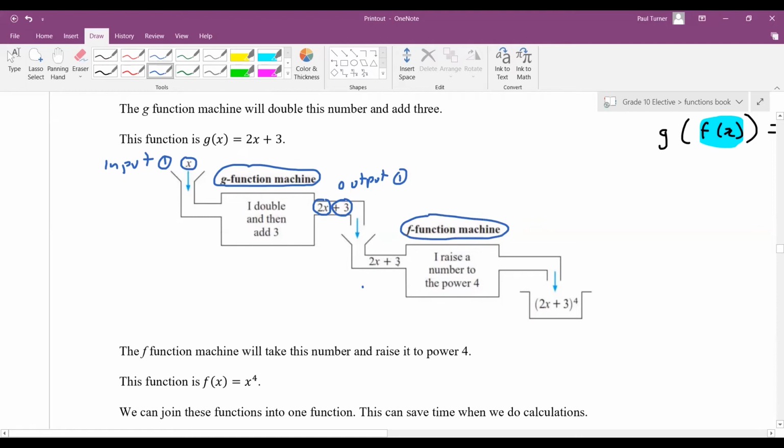But your output now becomes a new input for the new function. I hope that makes sense. So you put a number in, you'll get a number coming out, take that new number and stick it in the new function. So in this case, it's 2x plus 3. That's your new input. So this is input 2.